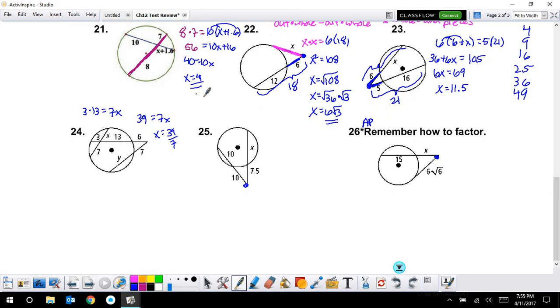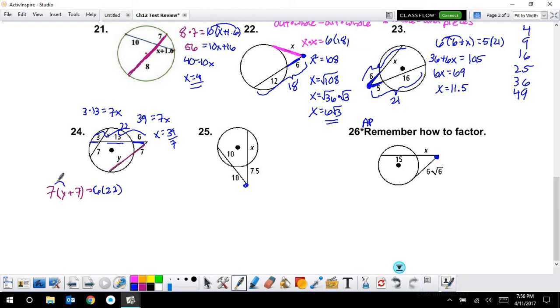For 24, now we've already solved for x. Now we're just going to solve for y, and I'll solve it in a different color. Make it colorful here. So for this segment, the outside piece is 7. The whole thing would be y plus 7. And that's going to equal, in the other segment, the outside piece is 6. The whole thing, I've got 3 plus 13 plus 6. So that's going to be 22.